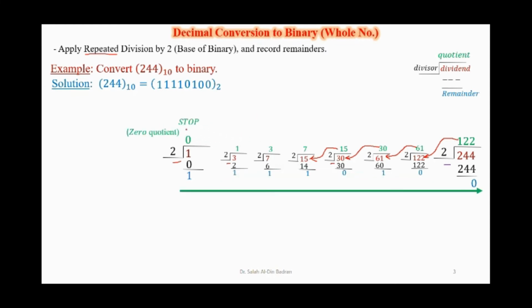Stop at this point. Why? Because the quotient is 0. So when you reach this result, when the quotient is 0, you stop the repeated division by 2 and read the numbers in this direction, from the last remainder to the first one. This is your binary number result that corresponds to this decimal number 244.